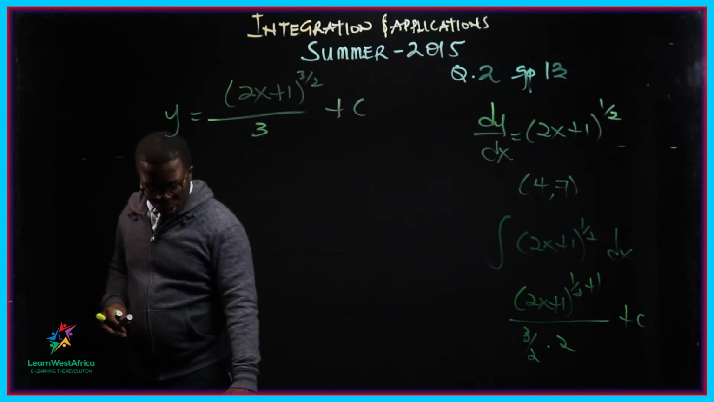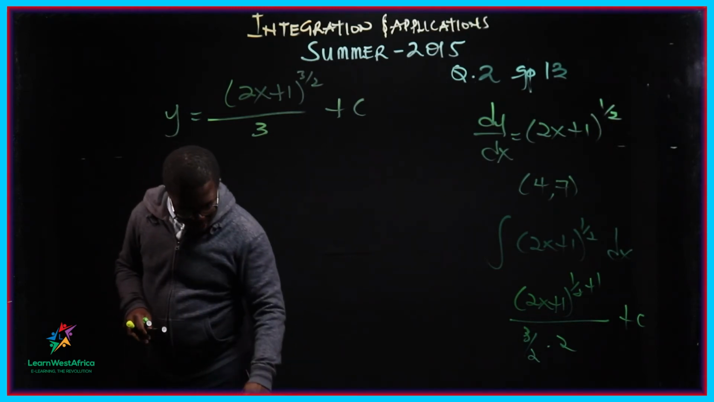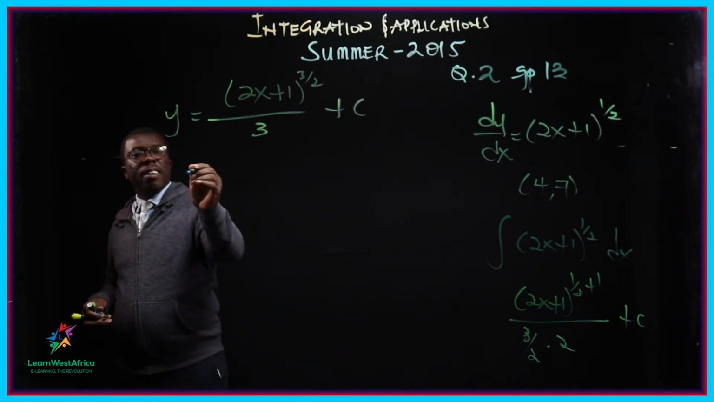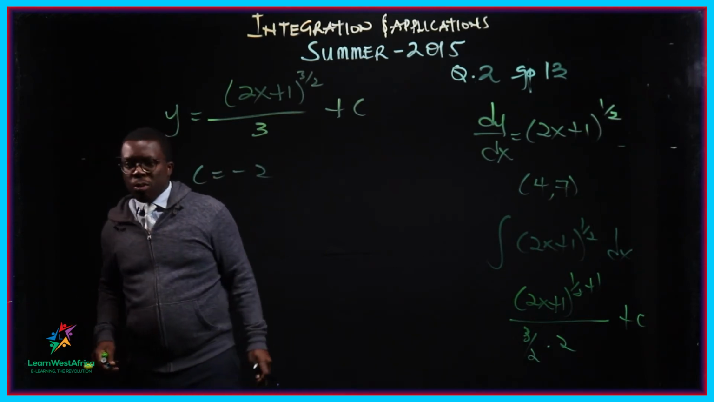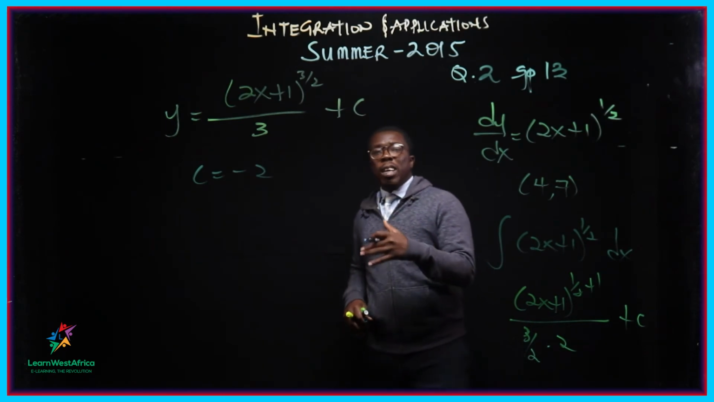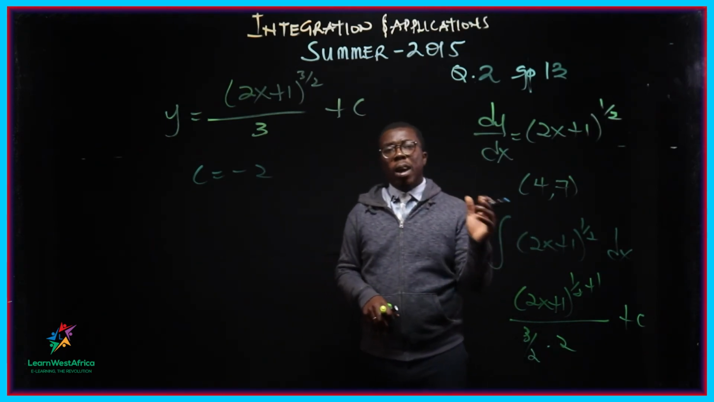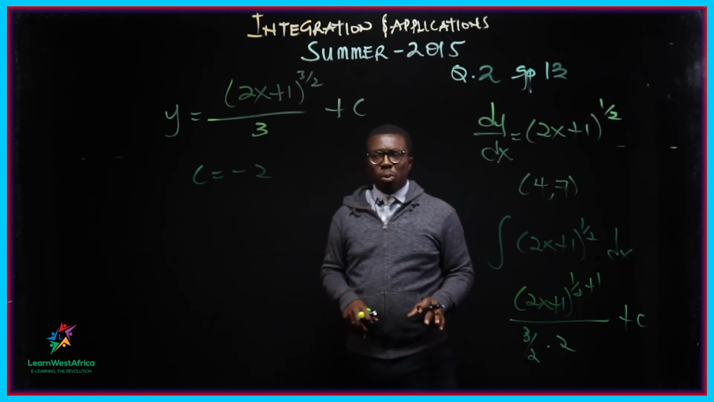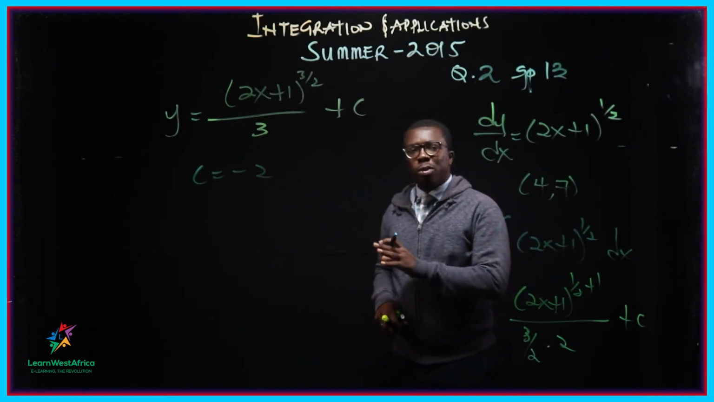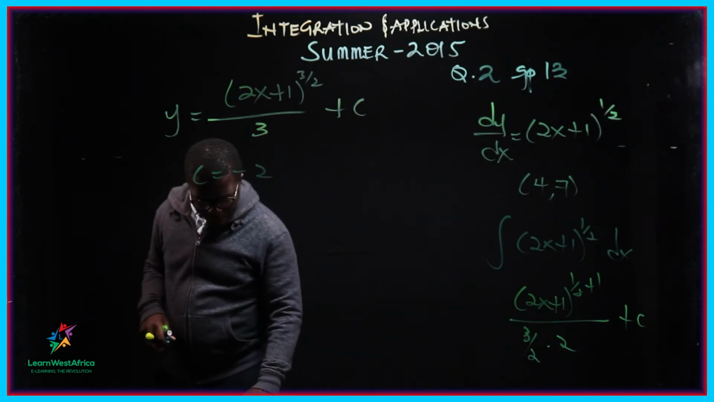When you work that substitution out, you should have your c being equal to minus 2. I'll leave you to try and establish that. Your c is going to give you negative 2 when you have your x being 4 and your y being 7 inserted into that. So c is equal to minus 2.